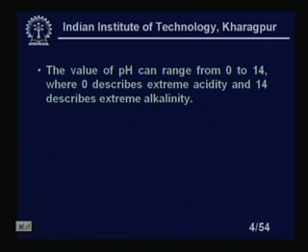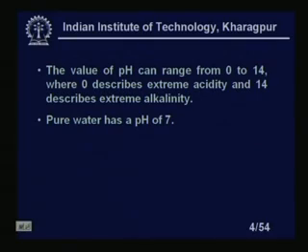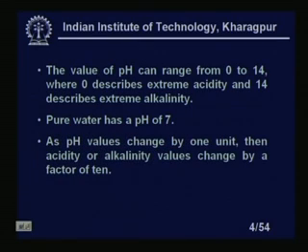The value of pH can range from 0 to 14, where 0 describes extreme acidity and 14 describes extreme alkalinity. If the solution is neutral, neither acidic nor alkaline, then the pH will be 7. Pure or distilled water has a pH of 7. As pH values change by 1 unit, the acidity or alkalinity changes by a factor of 10.